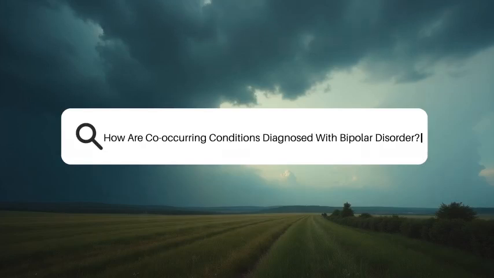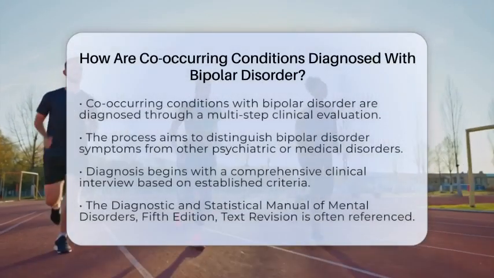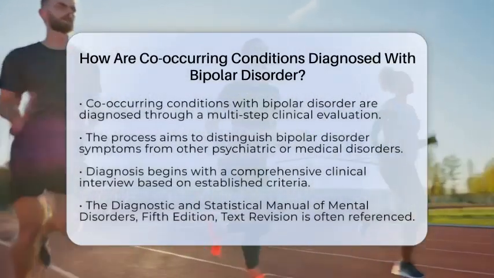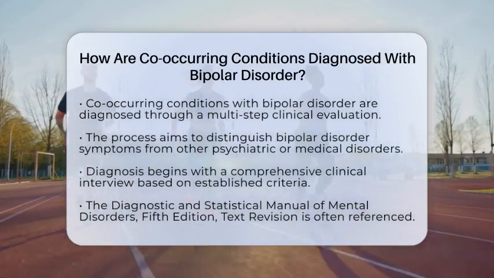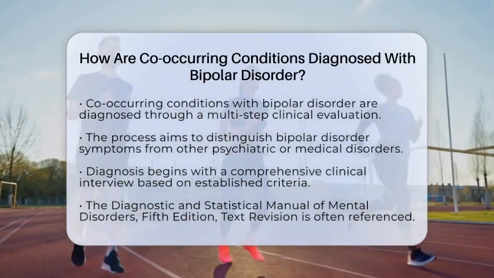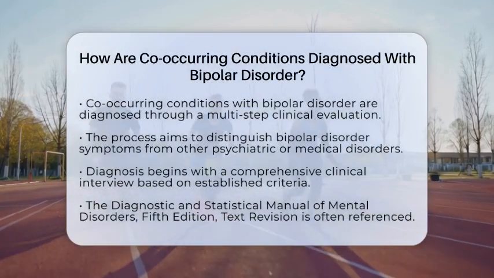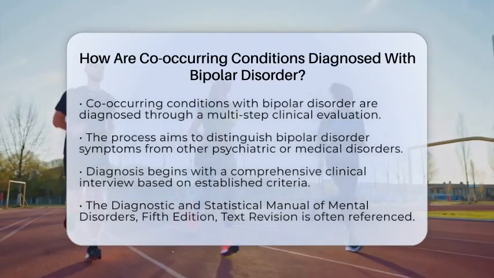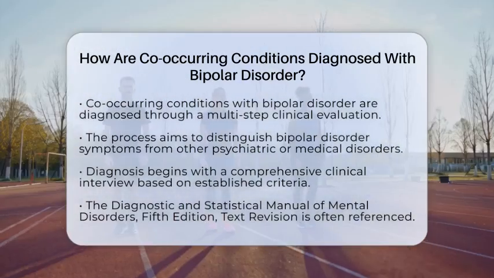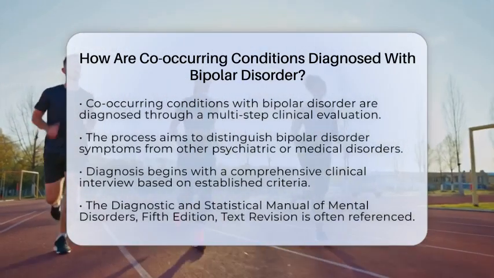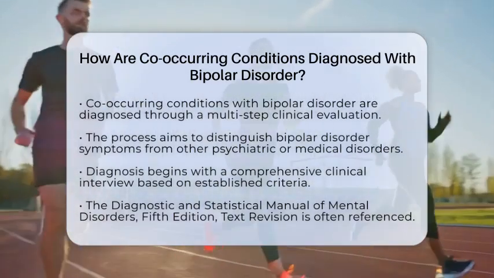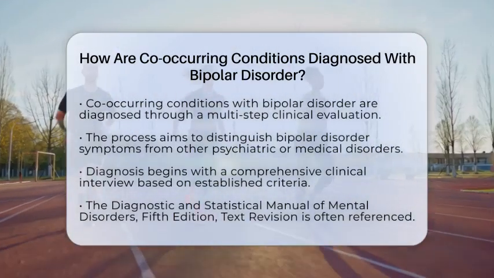How are co-occurring conditions diagnosed with bipolar disorder? Have you ever wondered how mental health professionals identify conditions that occur alongside bipolar disorder? This process is known as diagnosing comorbidities. Co-occurring conditions are diagnosed through a careful, multi-step clinical evaluation by a licensed mental health professional.